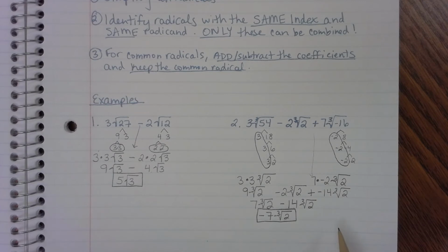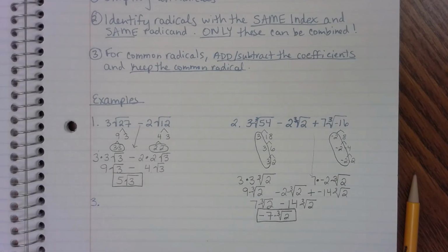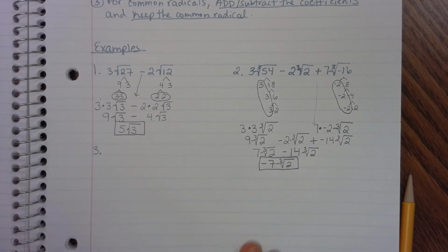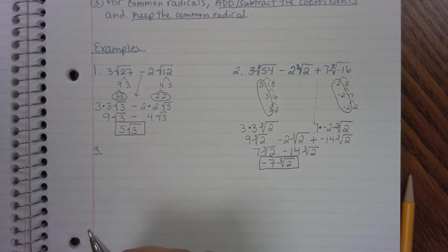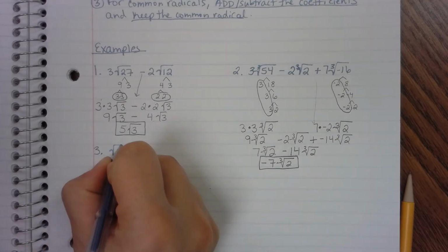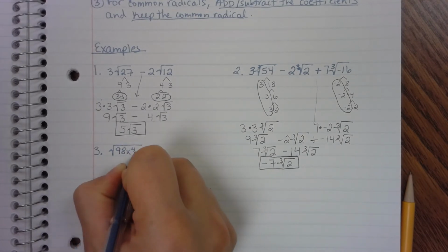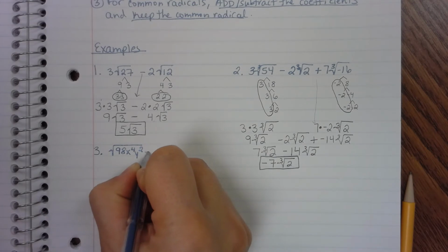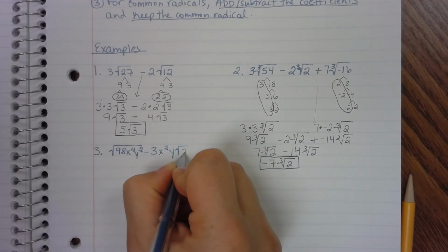Now these were just using numerical values. The last example we're going to take a look at today is where we incorporate a variable. The same process happens with variables as it does with the numeric examples. So this time around, we are going to take a look at the square root of 98 x to the 4th y squared minus 3x squared y times the square root of 2.